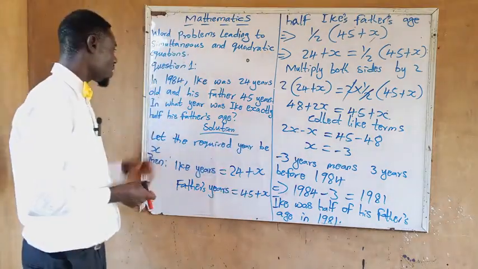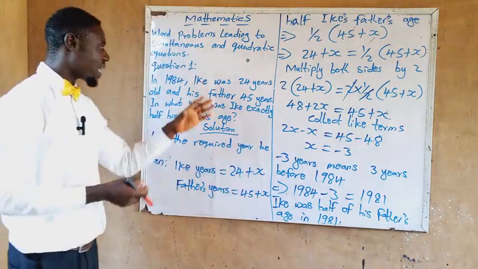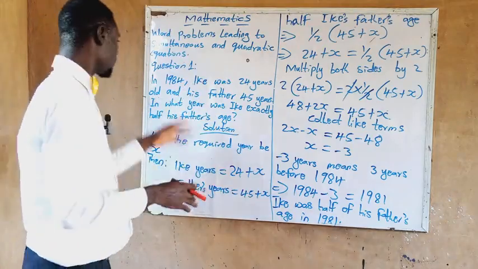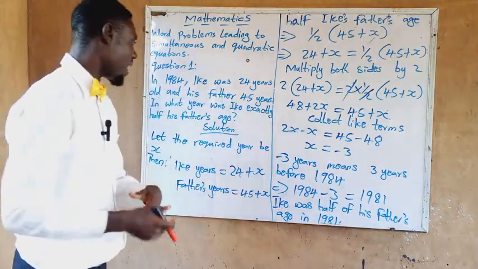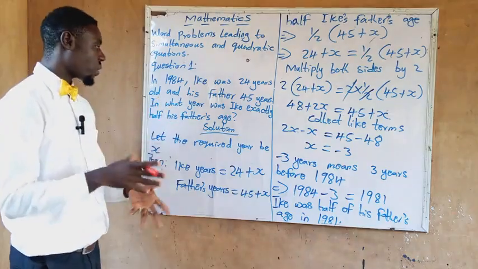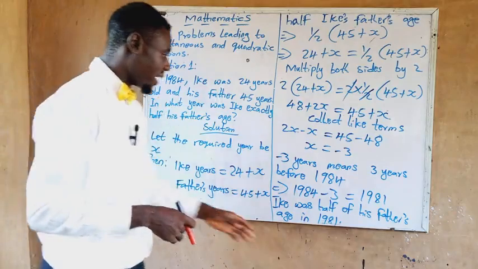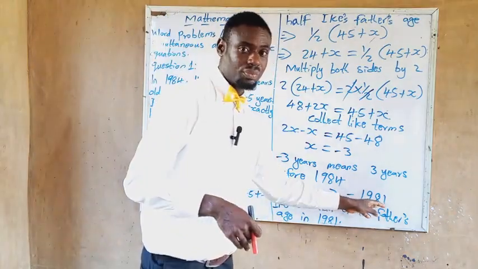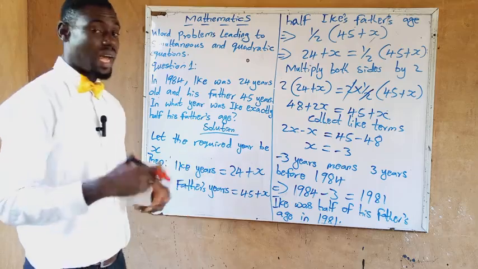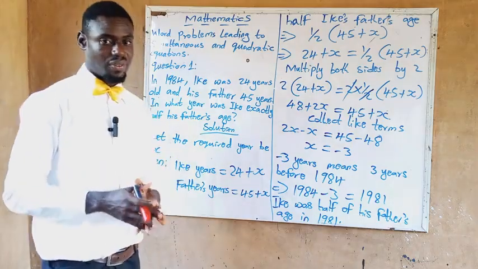So let's go back to the question. In 1984, Ike was 24 years old and his father 45 years. In what year was Ike exactly half his father's age? So in 1981, Ike was half of his father's age.